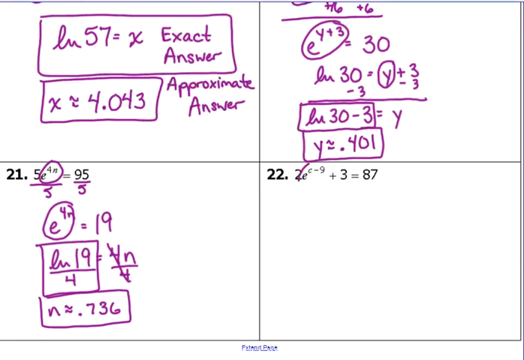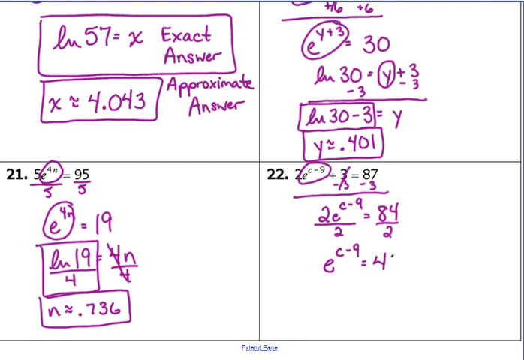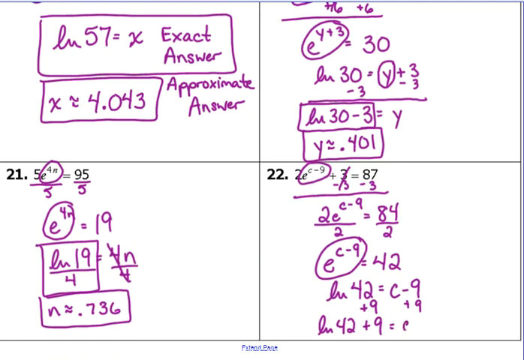And last one. We've got two things outside of our exponential. We always start with the adding or subtracting if it is there. So 2e to the c minus 9 is equal to 84. Then we divide both sides by 2. So e to the c minus 9 is equal to 42. The exponential is now by itself, so we go to log form. Natural log of 42 is equal to c minus 9. Then we add the 9 to both sides. Again, it does not change what's inside that log. It does not get added to the 42.